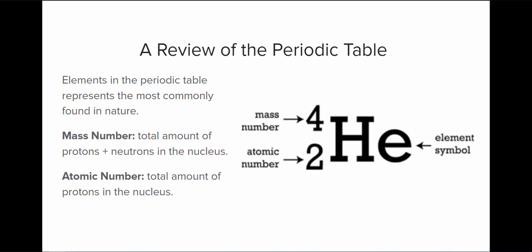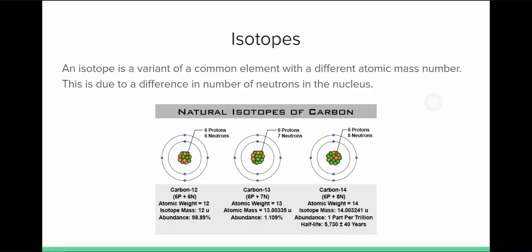When you see this stuff, what's interesting is if you look at most periodic tables, that red number, or the number on the bottom on the periodic table, is generally not a whole number. Which is interesting because the mass number is simply the number of protons plus the number of neutrons. They should be a whole number. But as that first statement says, the elements in the periodic table represent the most commonly found elements in nature, which means that they have a thing called isotopes. So let's talk about that.